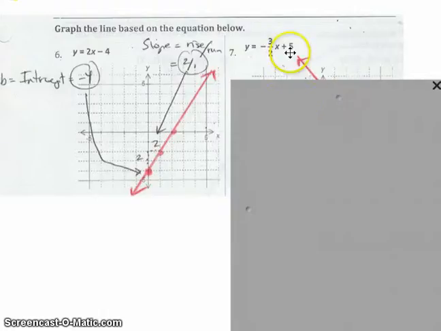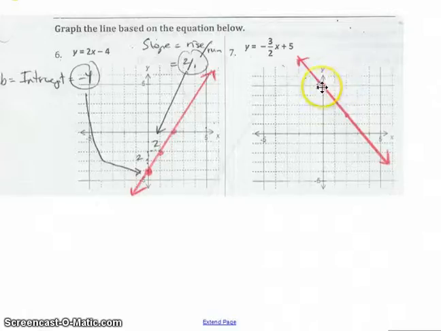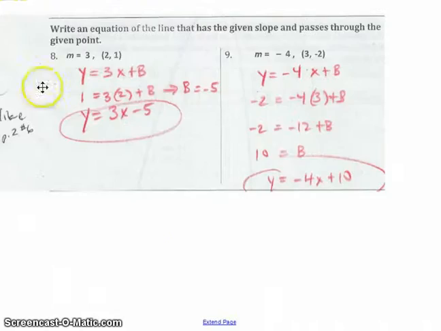So same story here. I start by plotting 5. Let's just get this out of the way now. I plot the point 5 as my y-intercept. This time it's -3/2 for the slope, so I go down 3 over 2, make a dot, and I draw a line through those 2 dots. That's my graph. It's as simple as that. Moving on to the next one, or next 2, I should say.